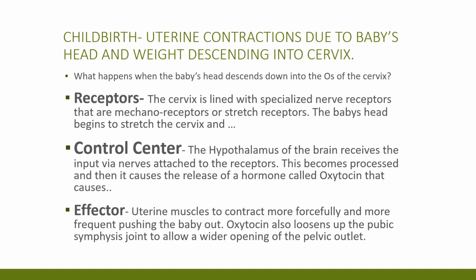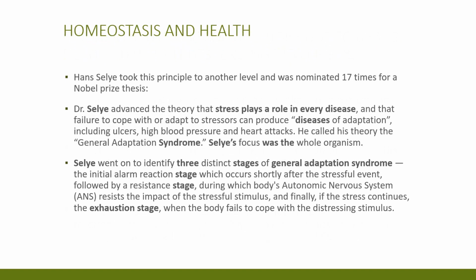Oxytocin causes stronger uterine contractions, more forceful and more frequent, pushing the baby out. And oxytocin also loosens up all your joints, including the pubic symphysis, opening up the pelvic outlet a little more so the baby could pass through better. You've heard of Pitocin, right? Well, that's a synthetic oxytocin to try and mimic what oxytocin does. Alrighty, moving right along.